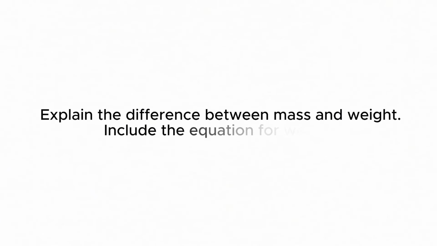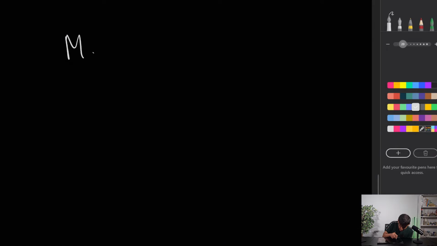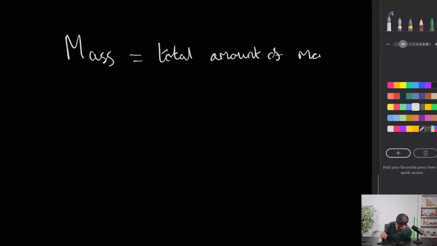The next question asks us to explain the difference between mass and weight, and also to include the equation for weight. Okay, well, let's do mass first. So mass just means the total amount of matter in an object. So that's mass, the total amount of matter in an object.